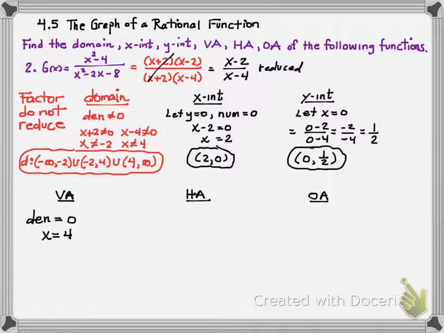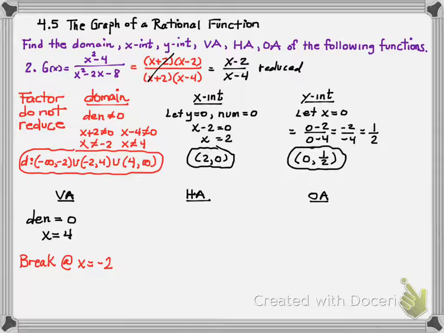The reason why x equals negative 2 is not one is because that got crossed out up at the very top. So we're going to make a special note here that we have a break, and that's at x equals negative 2. So that won't be a vertical asymptote, but it will be a break.